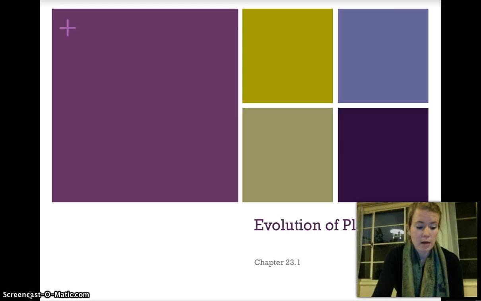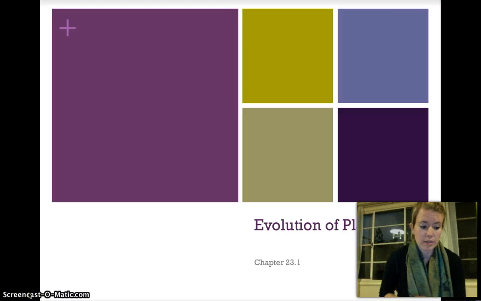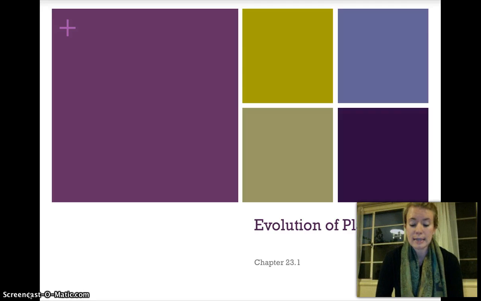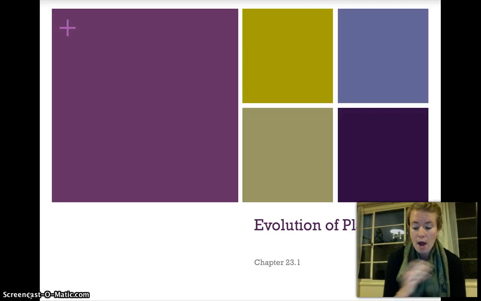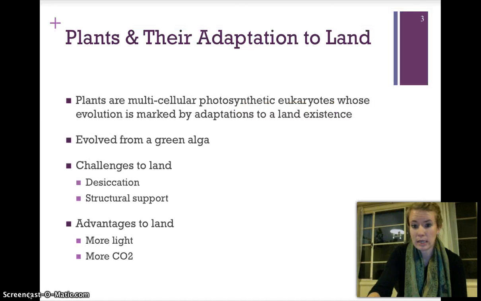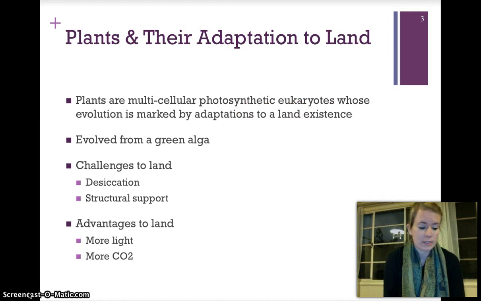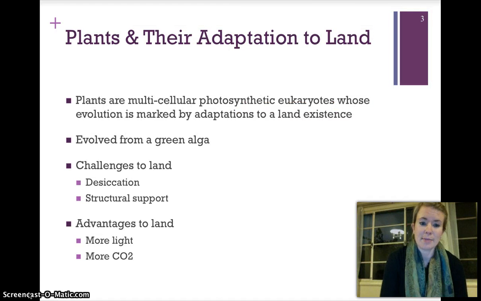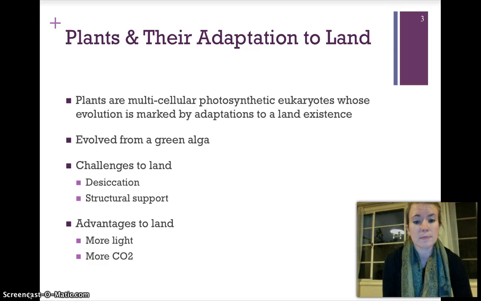Our next unit is about plants in general, and so we're going to start off with 23.1 and just talk a little bit about how land plants came to be. So the first section is plants and their adaptation to land. Your book defines plants as multicellular photosynthetic eukaryotes whose evolution is marked by adaptations to a land existence.